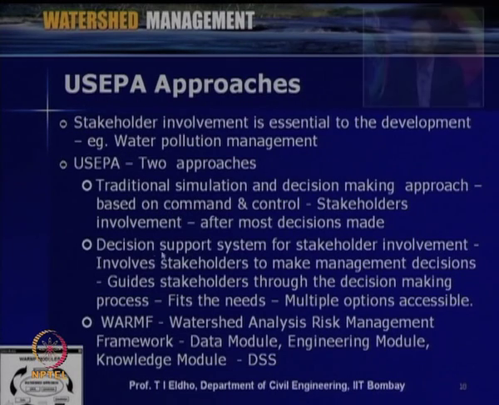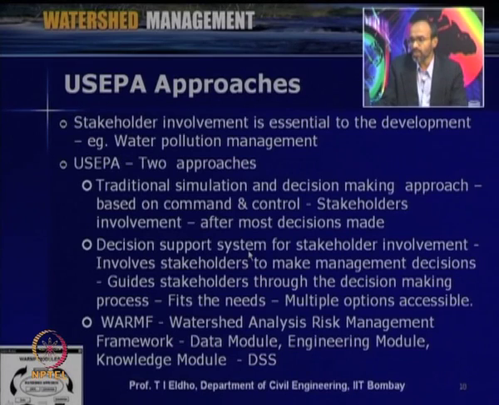And the second method is the so called decision support system for stakeholder involvement. Here this starts from the beginning. So, the stakeholders are involved from the beginning. This involves the stakeholders to make management decisions and guides the stakeholders through the decision making process. So, various needs of the stakeholders will be analyzed, and then accordingly the plans will be made. So, definitely there will be a good say as far as the stakeholders are concerned. So, multiple options will be accessible.